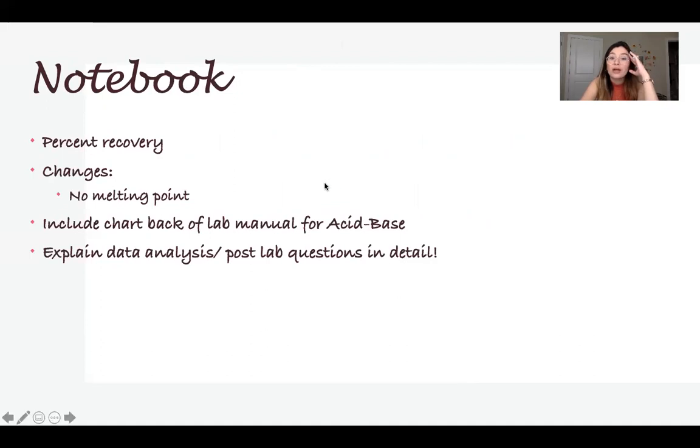Include the chart in back of your lab manual for acid base. I'm going to show you guys that in a little bit, and explain data analysis and post-lab questions in detail. I've been getting a lot of emails about this. You guys have to make sure that your post-lab questions are answered very detailed and very thorough. We need to make sure that you guys understand what you're doing, and your post-lab questions are really good to explain your conclusion or discussion or your purpose for the lab.